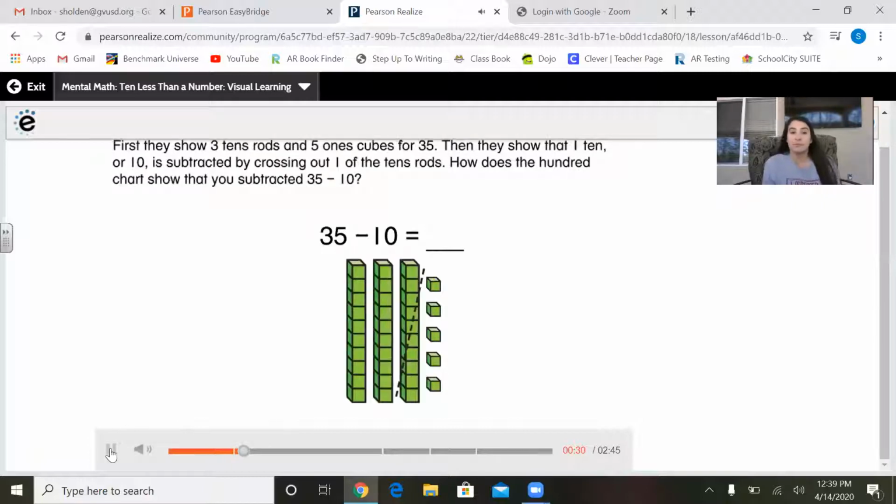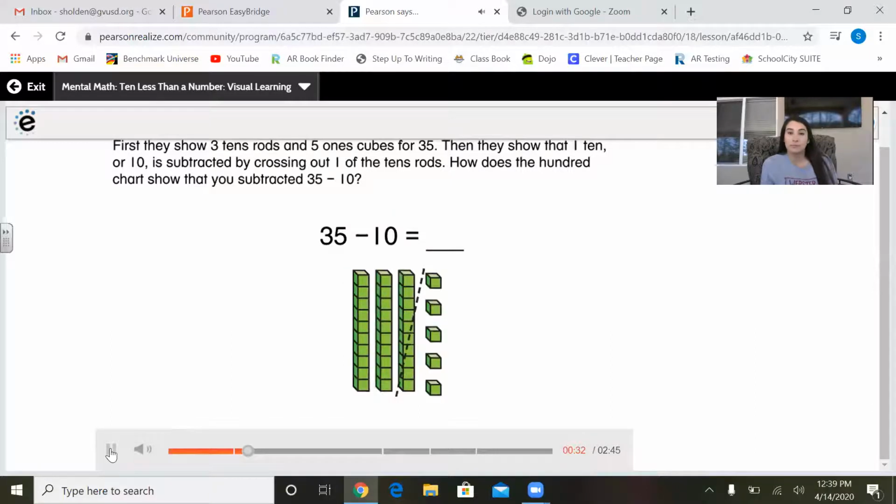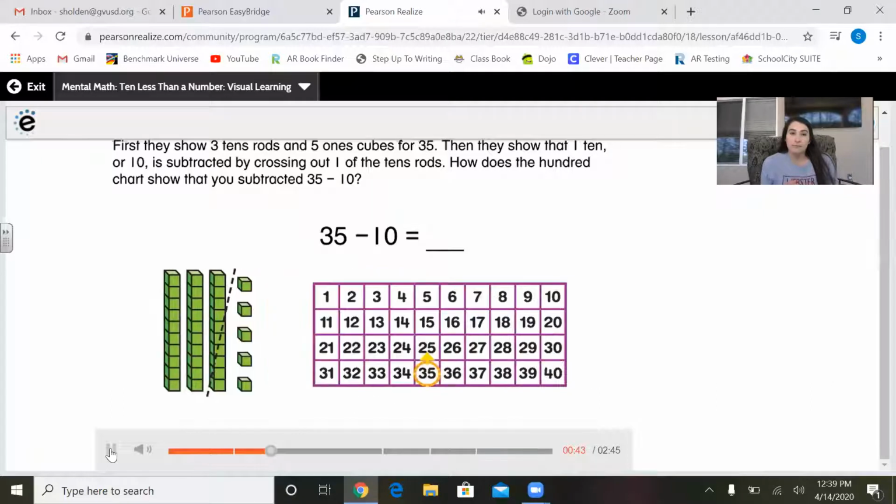First, they show 3 tens rods and 5 ones cubes for 35. Then they show that 1 ten, or 10, is subtracted by crossing out one of the tens rods. How does the 100 chart show that you subtracted 35 minus 10?